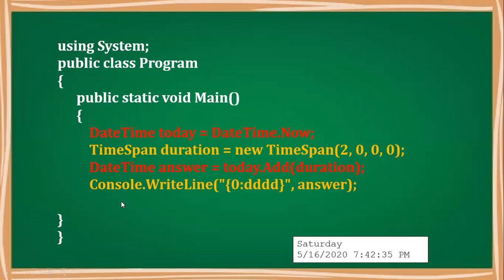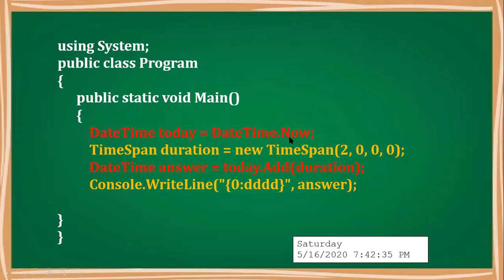As you know, DateTime is a separate data type and TimeSpan is a separate data type, but they are easily convertible or assigned to each other. That's why we can add today.Add(duration), a TimeSpan object, in the today.Add method. And this today is a DateTime object; the Add method belongs to that.